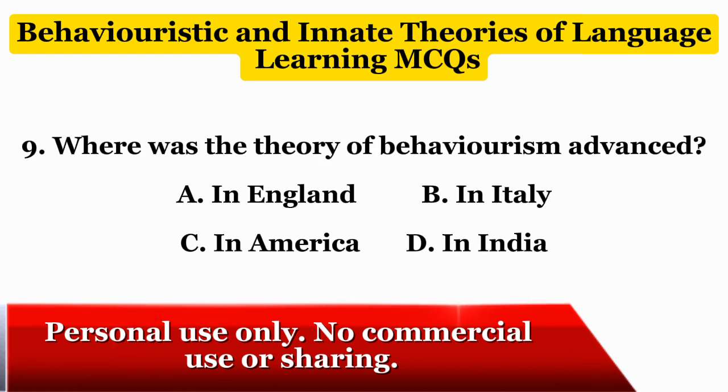Where was the theory of behaviorism advanced? In England, in Italy, in America, in India. Right option is C. The theory of behaviorism advanced in America. Behaviorism was advanced in reaction to the grammar translation method.